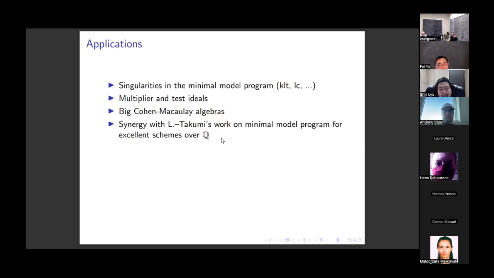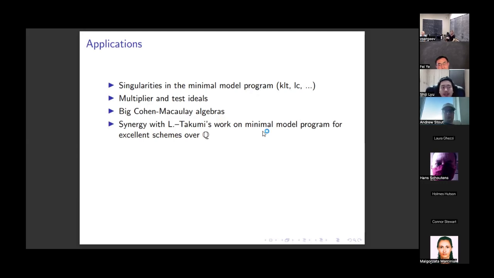The main difficulty is that even the most basic Kodaira vanishing theorem is not available for complete local rings. Since Takumi established that for complete local rings, we can just adapt methods by Cascini and Tanaka to establish the minimal model program to some extent for excellent schemes over Q.